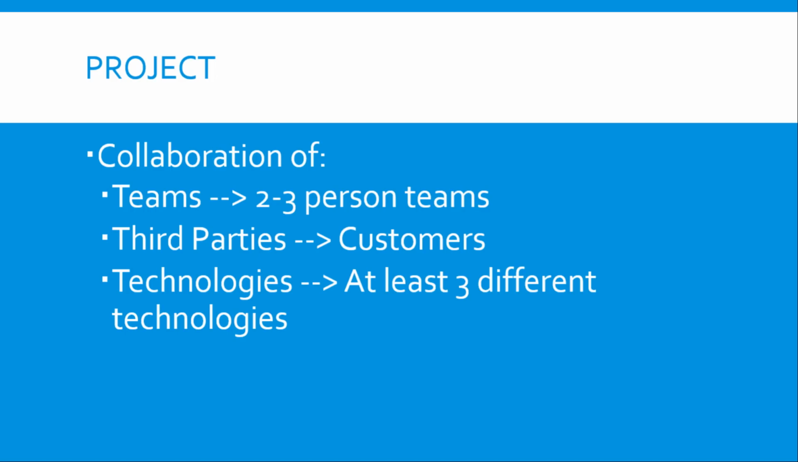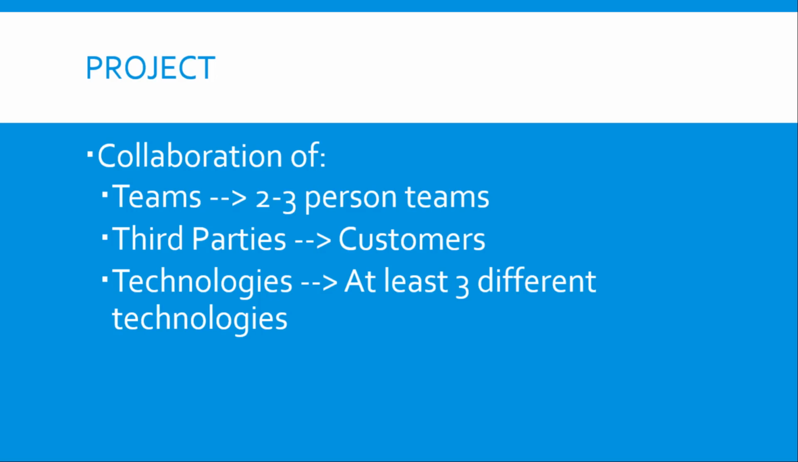The project will require collaboration of 3 things: teams, that is 2 or more people, third parties, and technologies. For teams, you will find 1 or 2 other peers to form a team, and then the 2 or 3 of you identify who you would like your customer to be. For example, I like pizza and I like buying pizza from Domino's, or maybe my buddy works at a dollar store, so we'll just go and talk to them and identify what the problem is. So we'll find a customer.